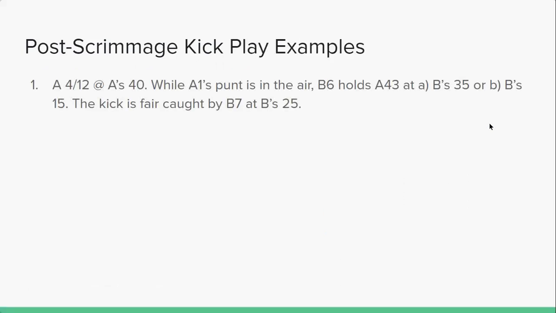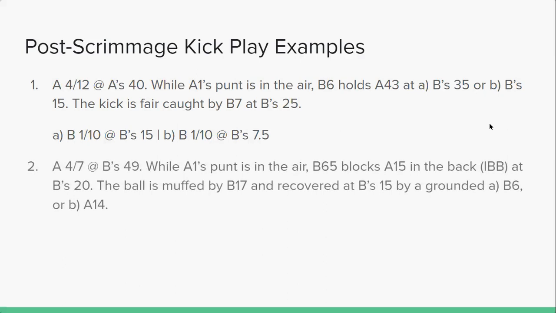Here are some examples. 4th and 12 at A's 40, while A1's punt is in the air, B6 holds A43 either at B's 35 or B's 15. The kick is fair caught by B7 at B's 25-yard line. In the first example, since the foul is beyond the PSK spot, we would enforce the penalty from the post-scrimmage kick spot, which is the 25, 10 yards back to the 15. However, in the second example, since the foul occurred behind the post-scrimmage kick spot, we'd go half the distance to goal from the spot of the foul, and it would be B's ball at their own 7.5-yard line.